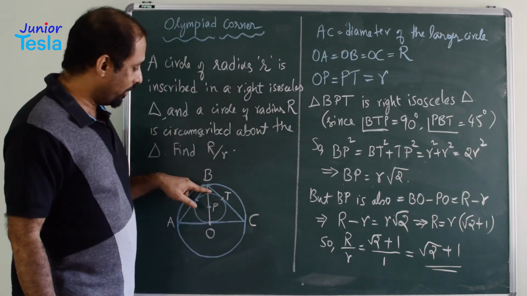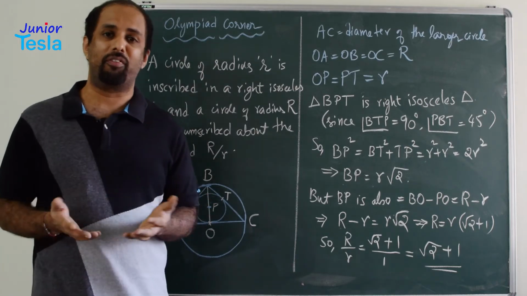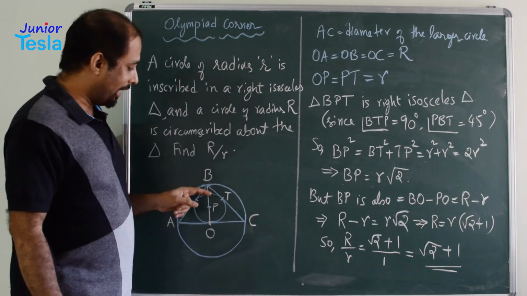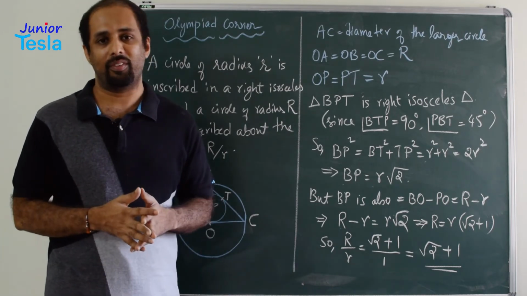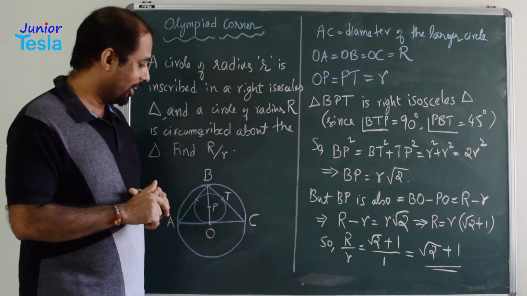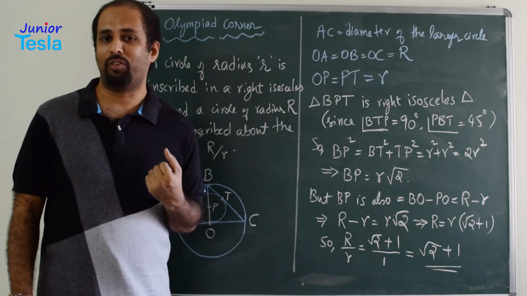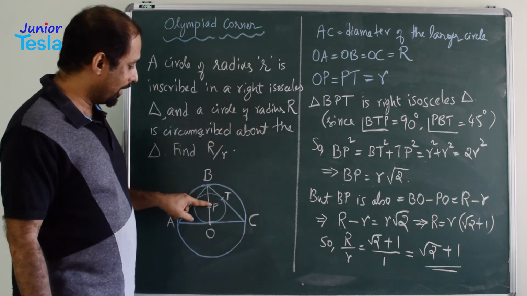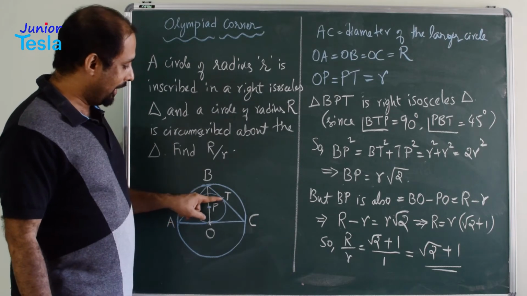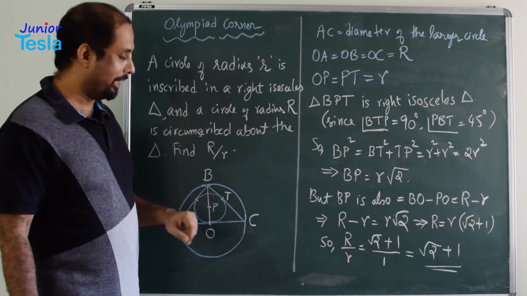So one angle is 45 degrees, another angle is 90 degrees, so definitely the third angle should be 45 degrees, which means that triangle BTP should be an isosceles right angle triangle. So two angles are 45 degrees. What can you tell from that? You can tell that two sides are also equal. If two angles are equal, the opposite sides are also equal. So these two angles are equal, which means PT is equal to BT, correct?